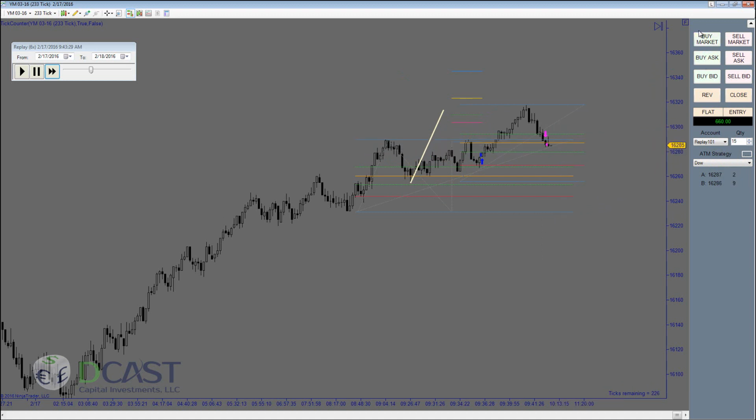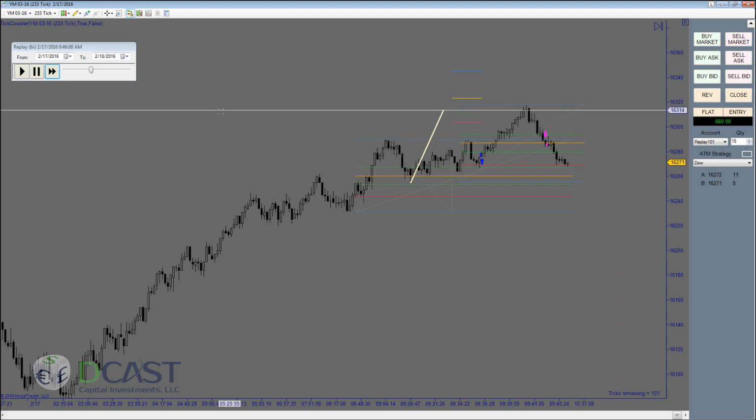And the nice thing about this trail is that it takes you out and puts you in a decent place to reposition yourself for another long. Okay, so now we have an invitation there. We don't have great rotation. We want to see something a little more substantial. Now we've come down a lot further than we expected. I don't want to be looking for any longs at the moment. I just want to see what the market does.